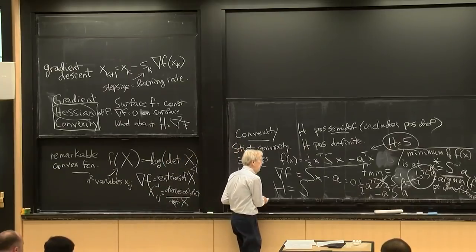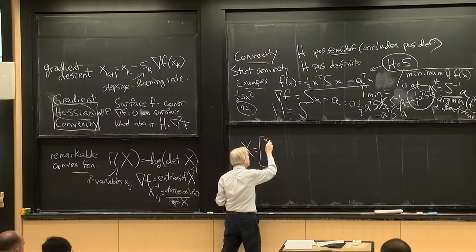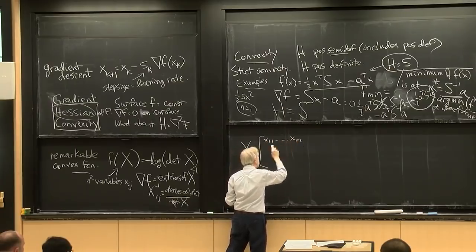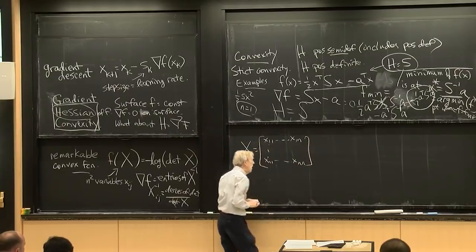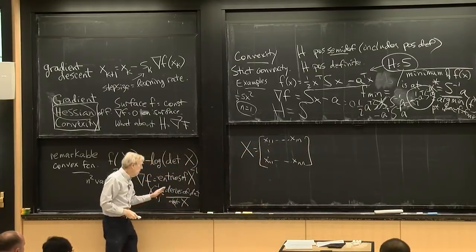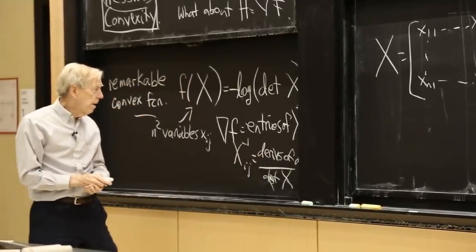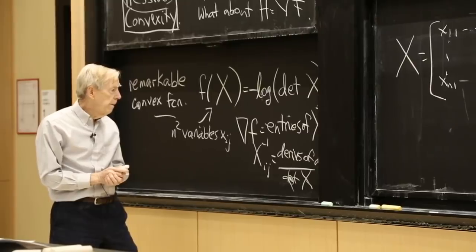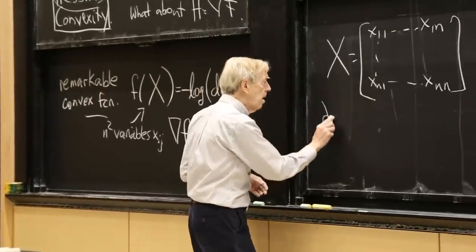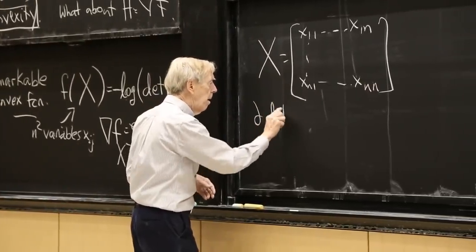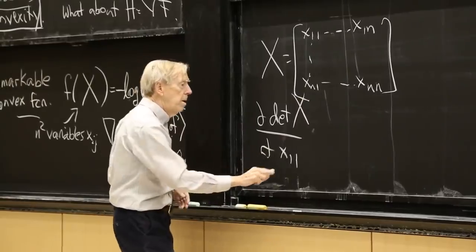Okay, so I have a matrix X, x11, x1n, etc., xn1, xnn. Okay, and what am I looking for? I'm looking for the derivatives of the determinant. Yes. So what's the derivative of the determinant with respect to the first entry equals what?